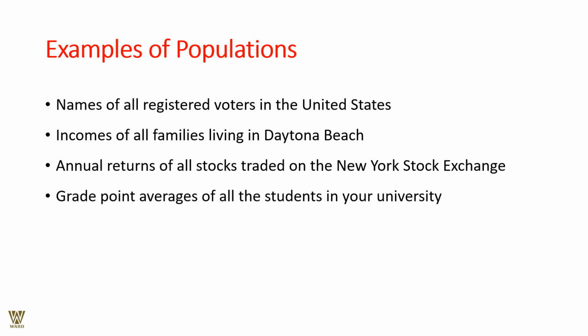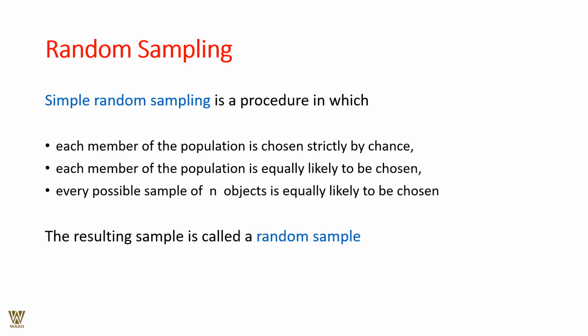Examples of a population: let's say names of all registered voters in your country, perhaps the United States. Incomes of all families living in a particular area, let's say Daytona Beach. The annual returns of any stock traded on the New York Stock Exchange, NYSE. Grade point average of all students at your university. Now remember, this population is so big, in fact it's enormous. The real word right now being termed is big data, and that is what we are looking into.